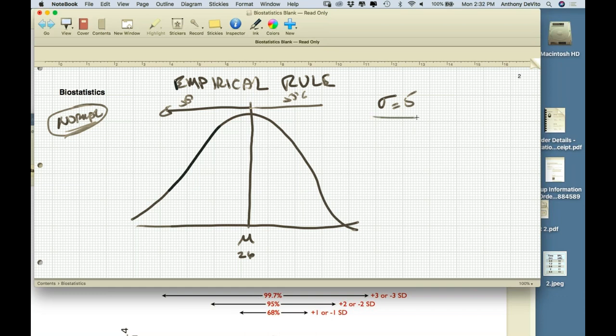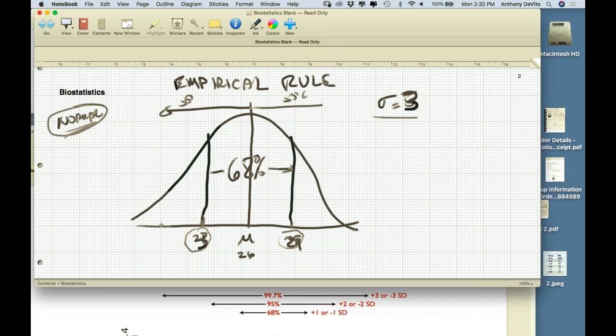If I look at the standard deviation, which is 5, and go one standard deviation below the mean, which would be 21, and 5 above, which would be 31, approximately 68% of the population is between 21 and 31. Actually, I should have used maybe 3. 3 would probably be more practical. I'm going to make it 3. So 23 and 29. 68% of the population is between 23 and 29, one standard deviation below the mean to one standard deviation above the mean.